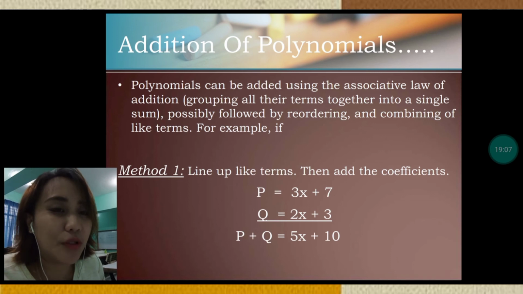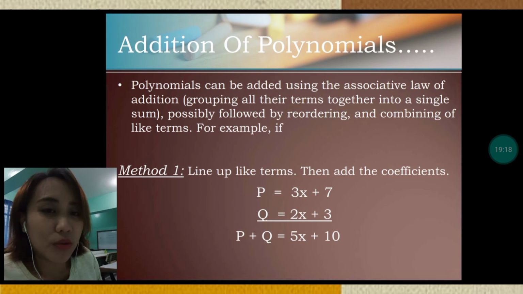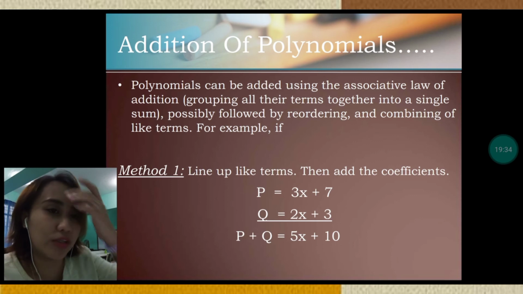So for example, we have this method. We can line up the terms, then add the coefficients. Take note, we can only add terms if they are similar. So what do we mean by similar? You can only add a constant and a constant, and if there are variables, you can only add terms with the same variable or same variable and same exponents.